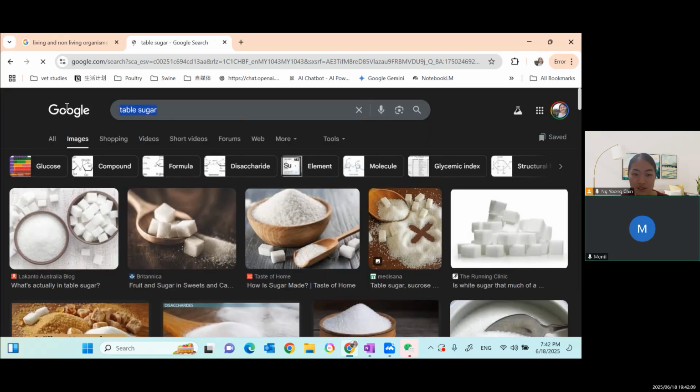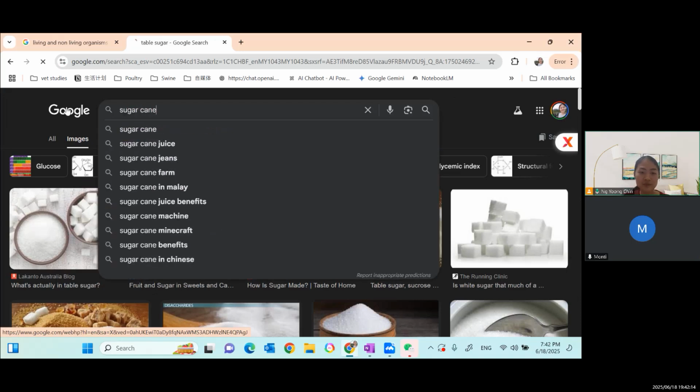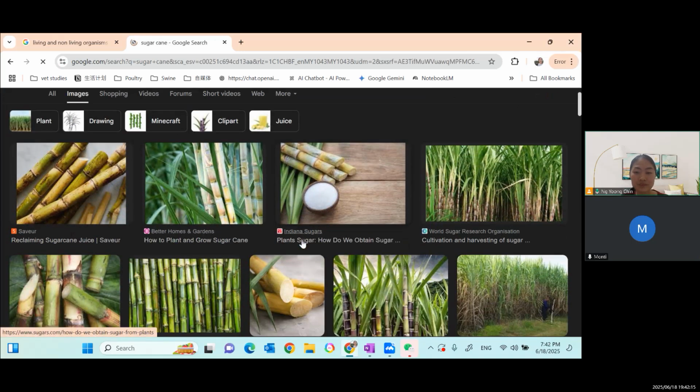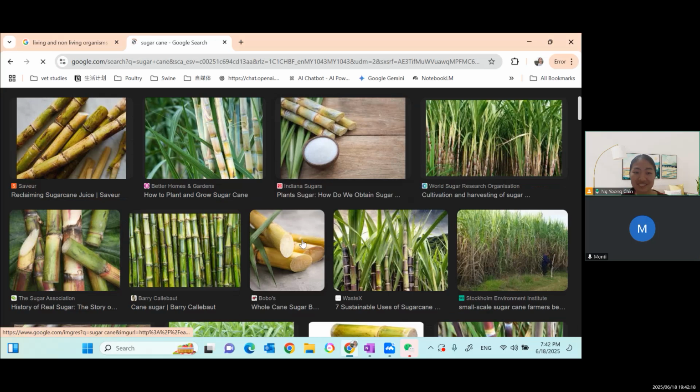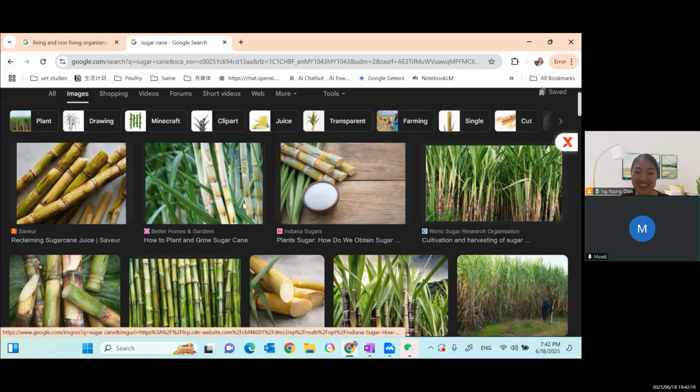Wait, I actually don't know. They come from sugar cane. Oh, okay, I know. So sugar cane is a producer, right? So they're able to do photosynthesis. From the carbon dioxide, they're able to produce the sugars. So the sugar will be extracted out by humans to make table sugar. Interesting, right?